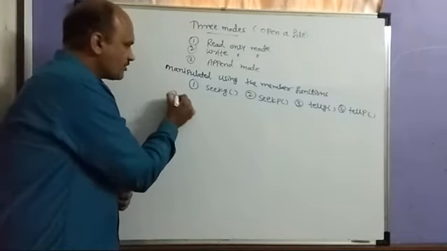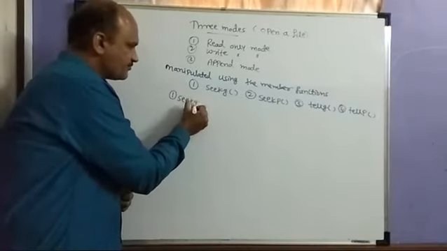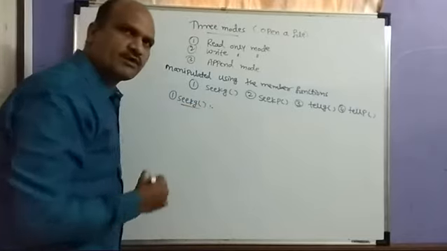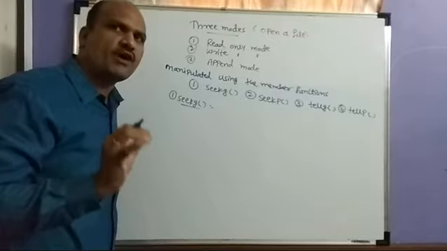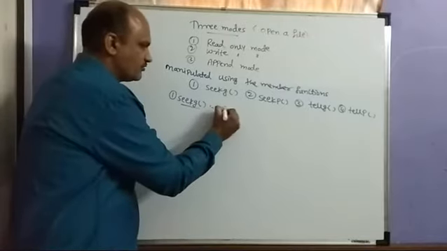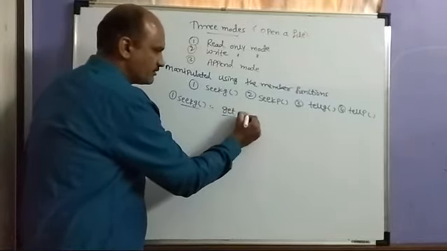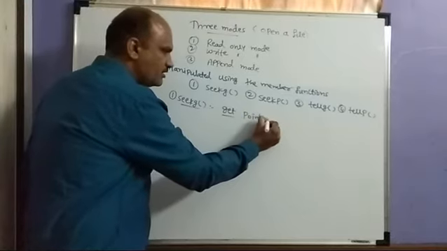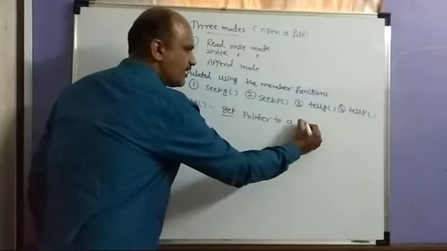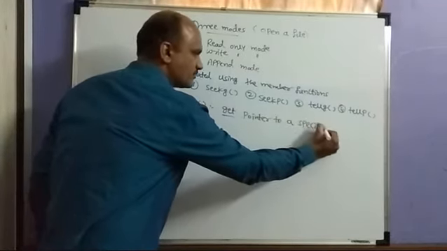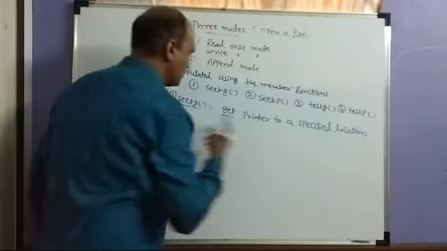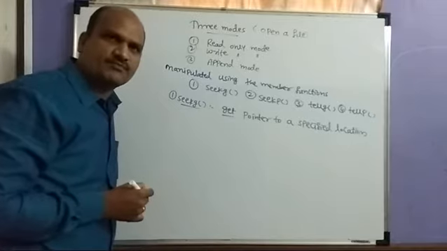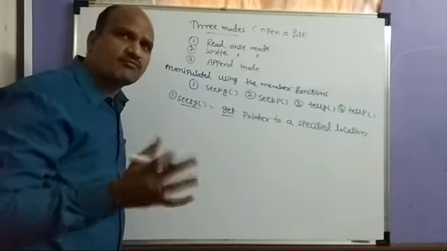The first one, seekg, is a member function which moves the get pointer to a specified location. So at that time we are using this seekg function from the beginning of the file.